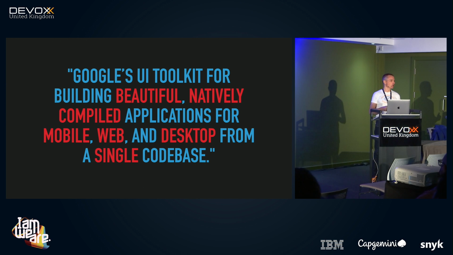So Google is really audacious here. They want to create beautifully natively compiled applications for mobile, web, and desktop from a single code base. Write once, run everywhere. We know as Java guys, that sounds easier than it really is.